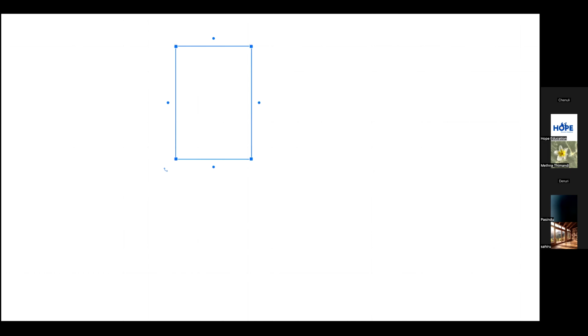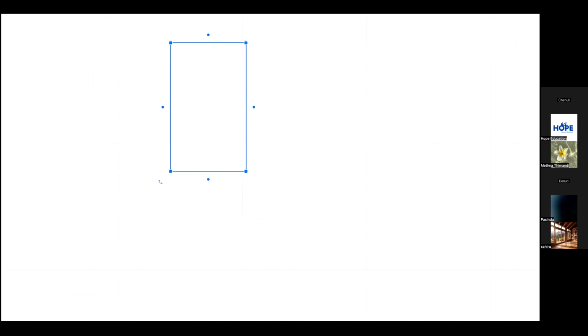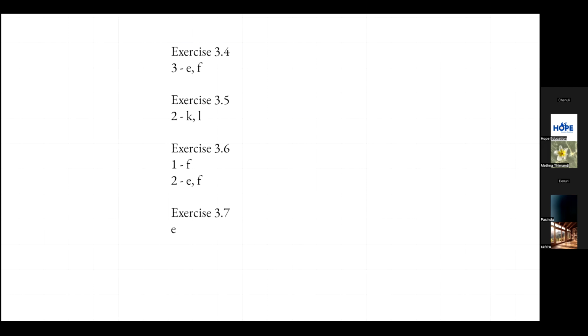Then exercise 3. These are all that we did today, right? First question F. Second question E and F. Then exercise 3.7, write E, just E. Those are the only homework for today.